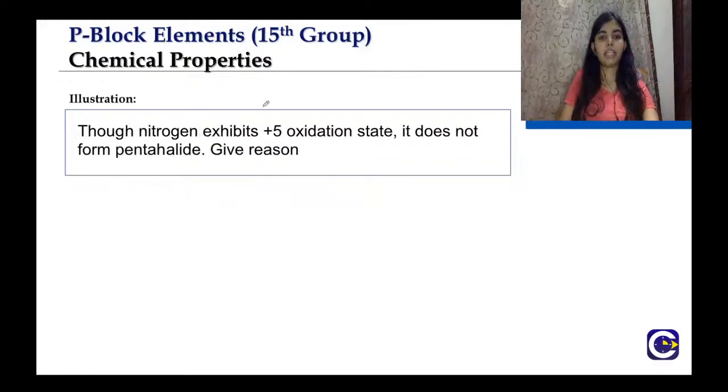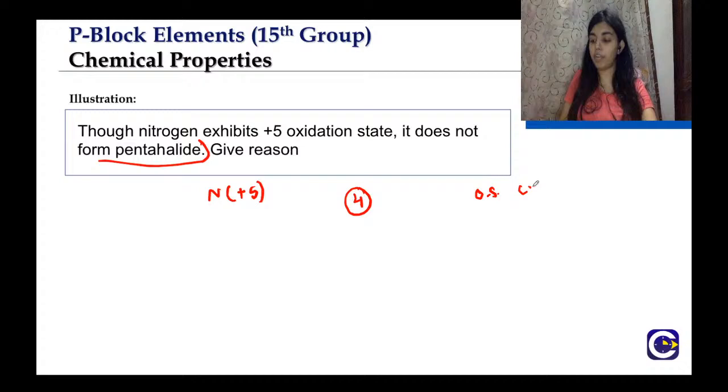Though nitrogen exhibits +5 oxidation state, it does not form pentahalide, right? See here, the oxidation state means that you have removed 5 electrons from nitrogen basically. But the covalency, that is the number of bonds that are formed by nitrogen, cannot exceed 4. It can form only 4 bonds, right? So therefore it does not form pentahalide. Do not confuse oxidation state with covalency.